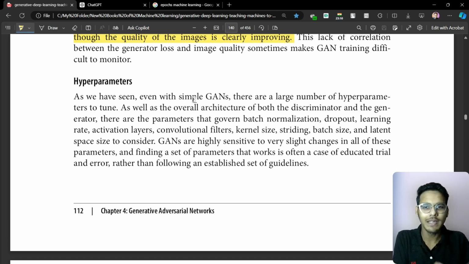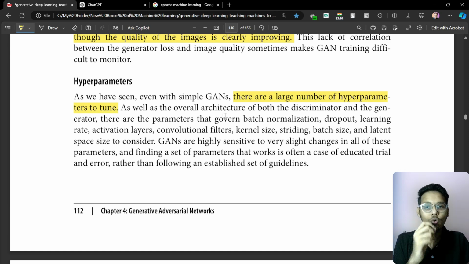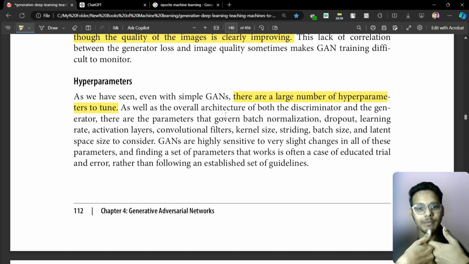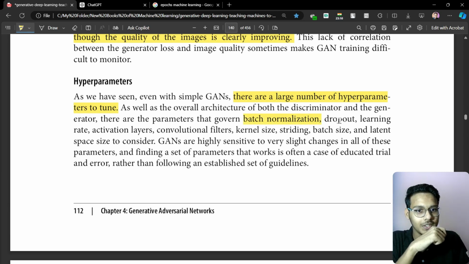But let's see hyperparameters. As we see, even with the simple GANs, there are a large number of hyperparameters to tune. As well as the overall architecture of both the discriminator and generator, there are a lot of parameters such as batch normalization. Just focus on this, guys. Batch normalization, dropout, then learning rate, activation layer, convolution layer, kernel size, striding, batch size, latent space size to consider.